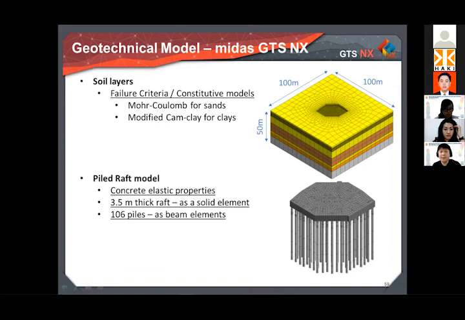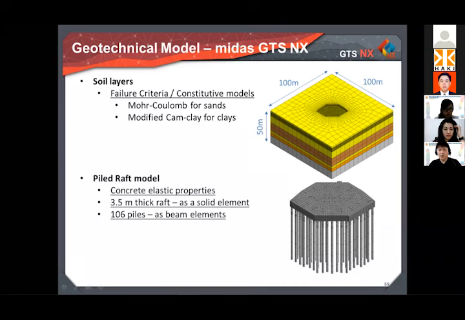About the Piled-Raft, we have the 3.5 meter thick raft meshed as a solid element. And the material is concrete, considered fully elastic. Along with the raft, we have, again, over 106 piles, which were meshed as line to solid interface.